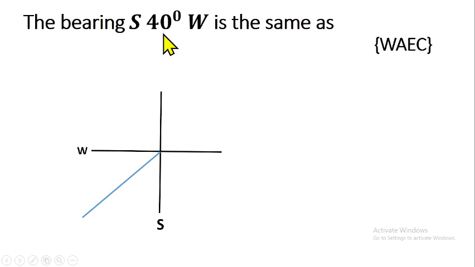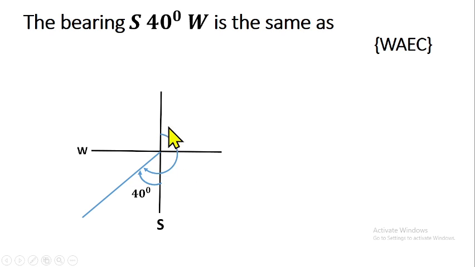Then locate this angle, south to the west. That will be from the south to the west. That will be 40 degrees. Then we are taking it from compass to three-digit bearing. That means the angle is supposed to be from the north down to this line here. So we are looking for the angle from the north to this line. How do we get that?